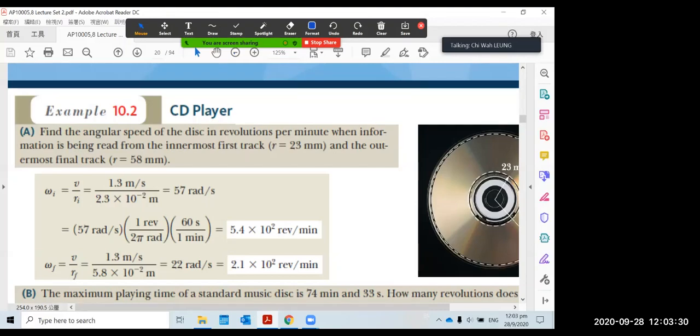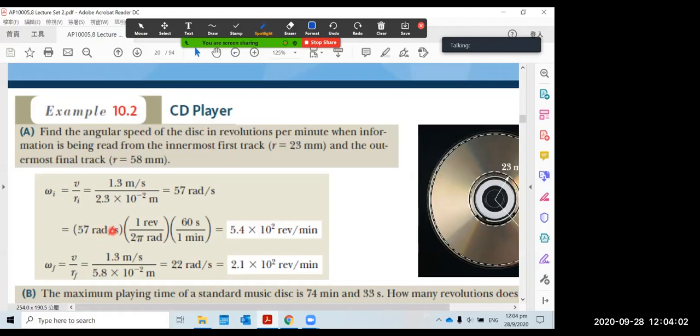But the important thing is we are trying to build up a unit which, at the end, becomes revolution per minute. So you see, the initial unit is radian per second. So we have to build up something such that the top becomes revolution and the bottom becomes minute. So we are setting up an equation like that: 1 revolution per 2 pi radian. So the unit cancels.